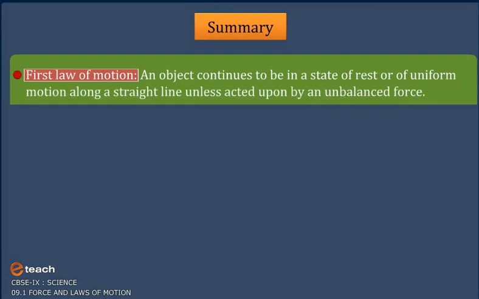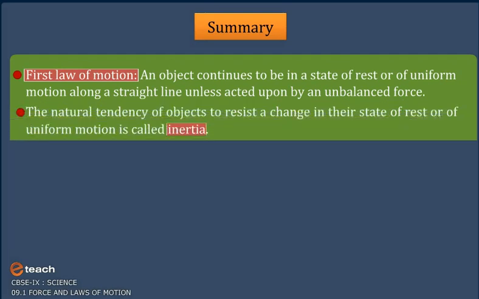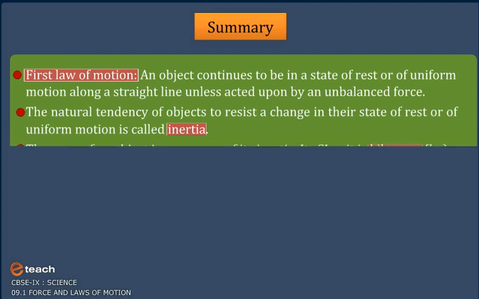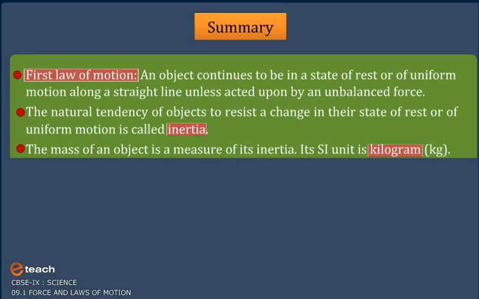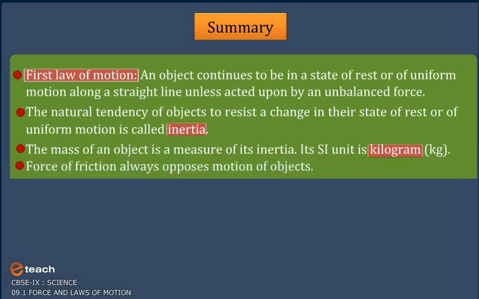Summary. First law of motion. An object continues to be in a state of rest or of uniform motion along a straight line unless acted upon by an unbalanced force. The natural tendency of objects to resist a change in their state of rest or of uniform motion is called inertia. The mass of an object is a measure of its inertia. Its SI unit is kilogram. Force of friction always opposes motion of objects.